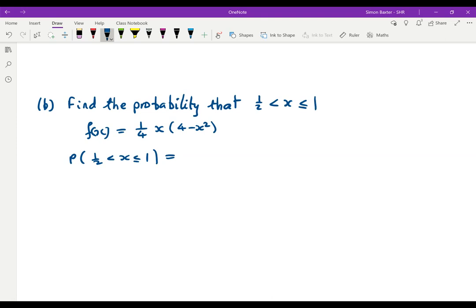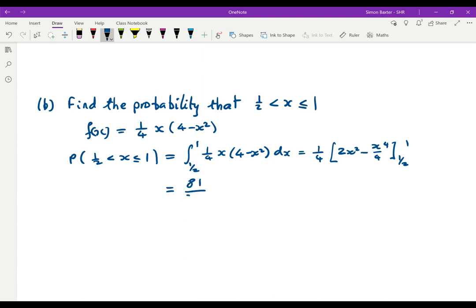is the area under the curve. The equals makes no difference, remember? So we're looking for the area under the curve of a quarter x, 4 minus x squared dx. Well, we integrated it just now, and that was, if I keep the quarter outside, 2x squared minus x to the 4 over 4, between a half and 1. And that, if we work that out, which I'm sure we can all do, is 81 over 256, which is perfectly acceptable as an answer, or we could write it as 0.316, and I would give that to 3 significant figures because I was using my calculator.